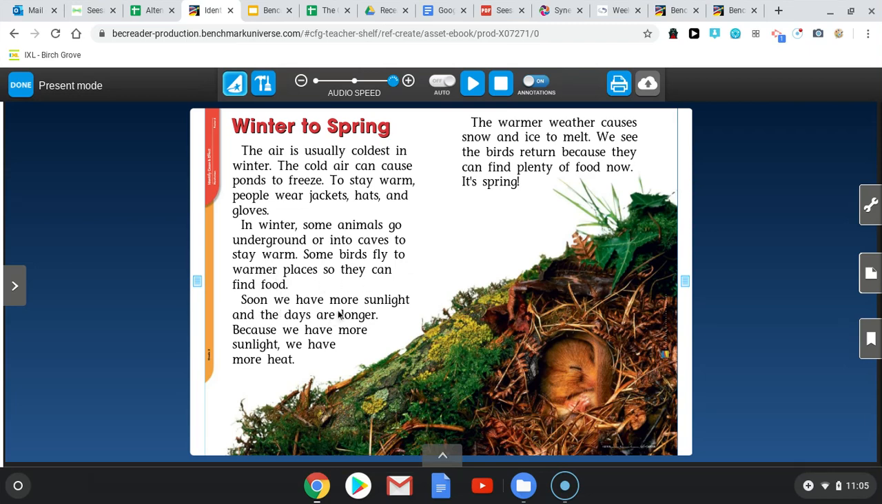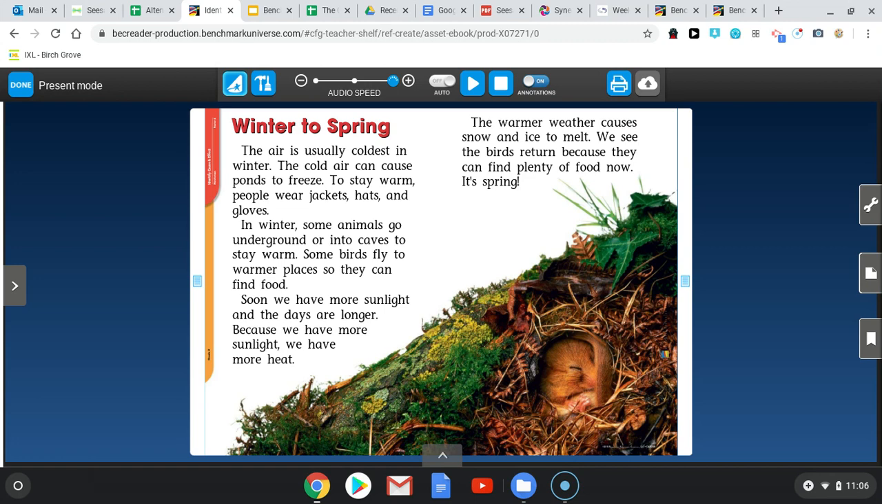Soon we will have more sunlight and the days are longer. Because we have more sunlight, we have more heat. The warmer weather causes snow and ice to melt. We see the birds return because they can find plenty of food now. It's spring. And you can see in this little picture, we see a little mouse in a burrow. So he's in there staying warm for the winter.